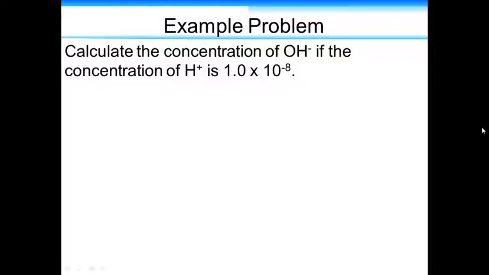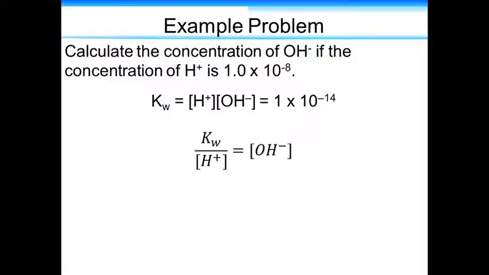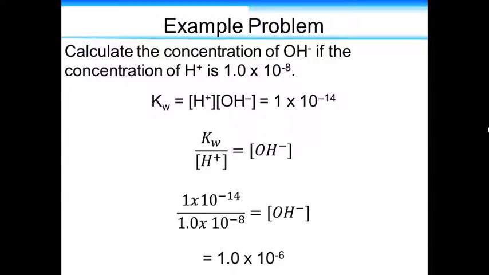Let's do an example problem. Calculate the concentration of hydroxide ions if the concentration of hydronium ions is 1.0 times 10 to the minus 8. Well, we use our ion product constant, which says the product of the two concentrations is 1 times 10 to the minus 14, and all we have to do is rearrange to solve for OH minus. So we divide both sides by the concentration of H plus. So 1 times 10 to the minus 14 divided by 1.0 times 10 to the minus 8 gives us the hydroxide concentration, which turns out to be 1.0 times 10 to the minus 6.